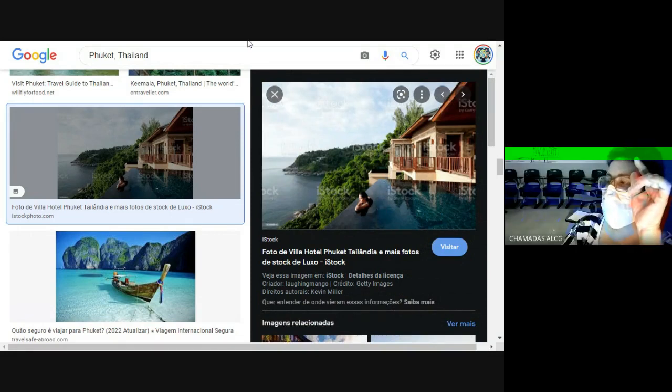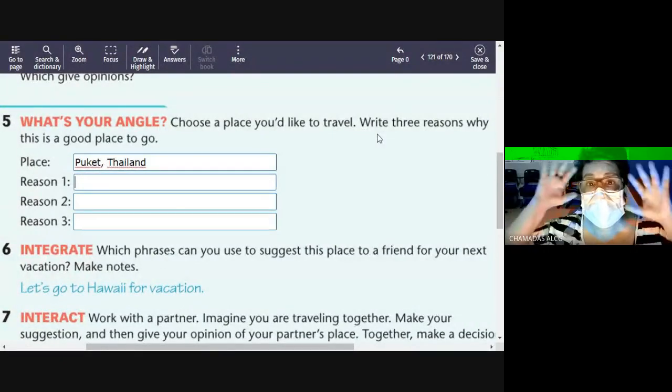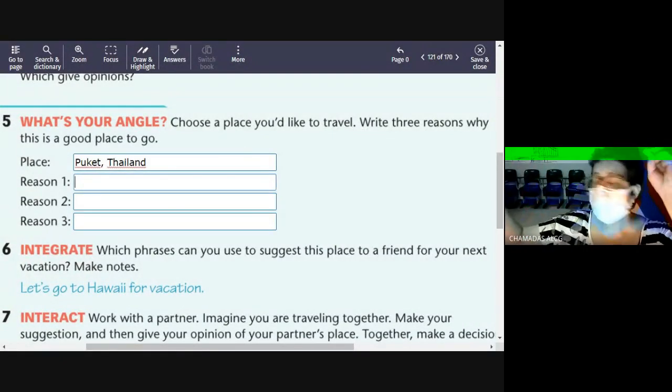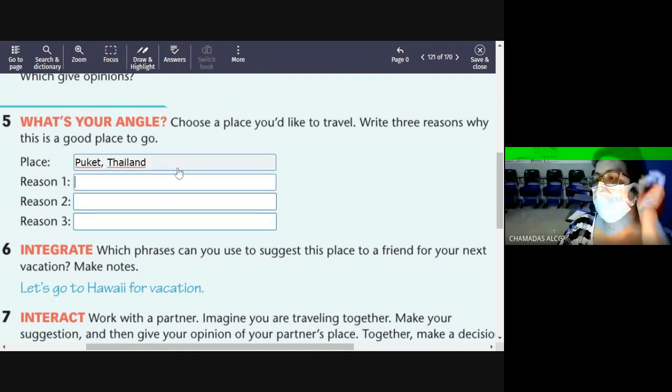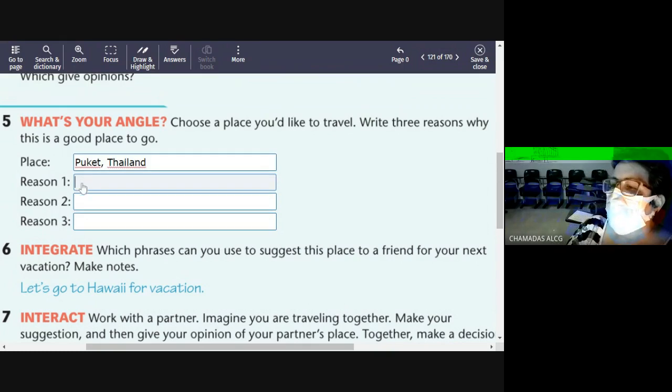So let's go back to the book. Okay, guys, let's stop dreaming. Let's wake up. Brazil, Campo Grande, everybody. Okay. So reason number 1. Thank you, Claudinha. Let's see. What is the first reason for us to go to Thailand?